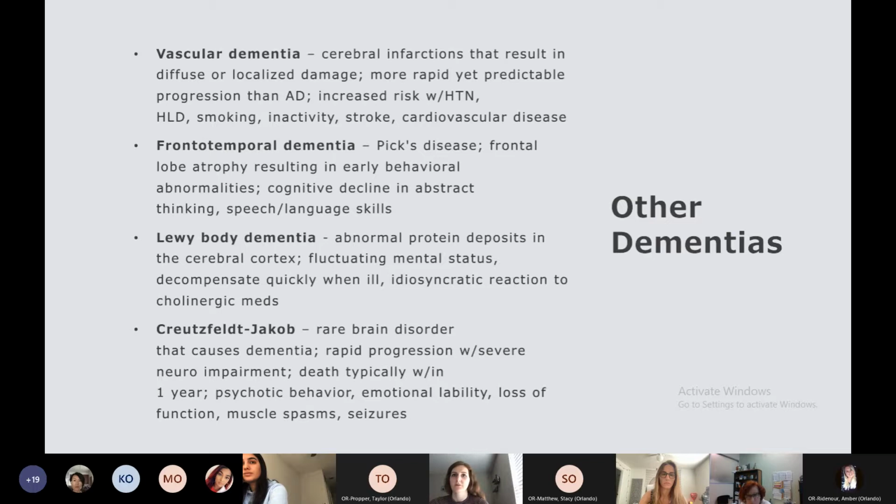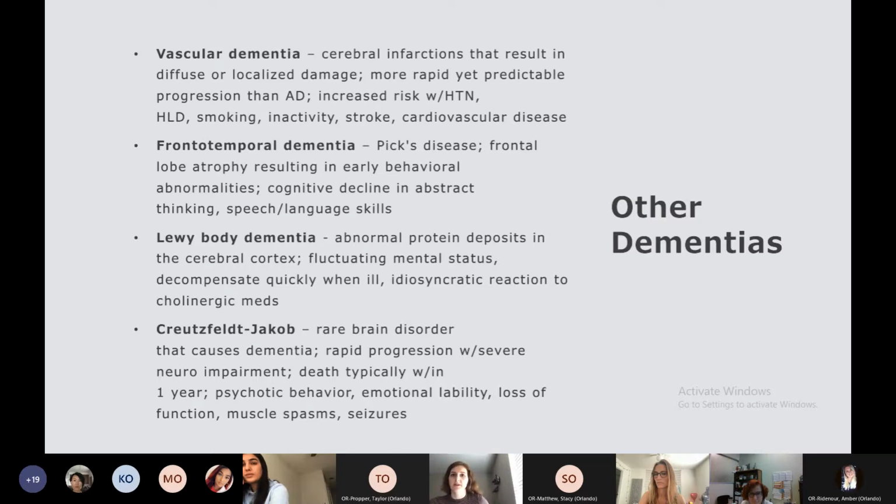Another type of dementia is the frontotemporal dementia, which is also known as Pick's disease. And in this one, you actually have an atrophying of the frontal lobe. So what's different in this one when compared to Alzheimer's is that you have more behavioral abnormalities, whereas in the early stage of Alzheimer's, you might have memory slippage, but this one, you have differences in your abstract thinking. Your speech and language skills will kind of diminish first.